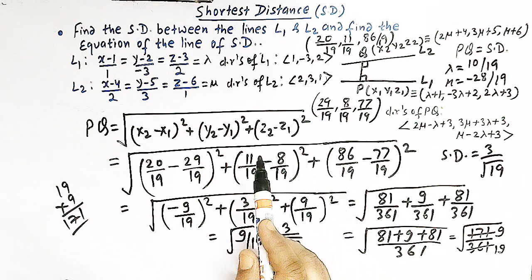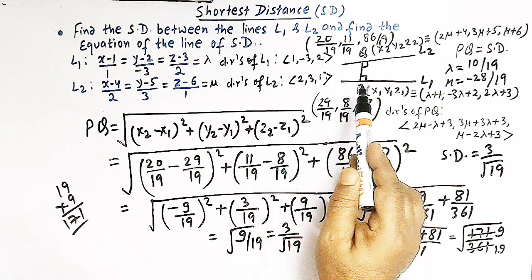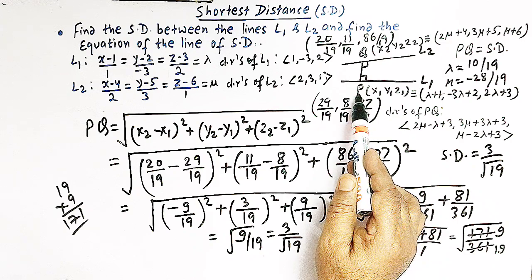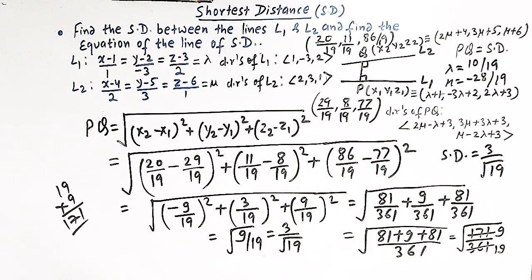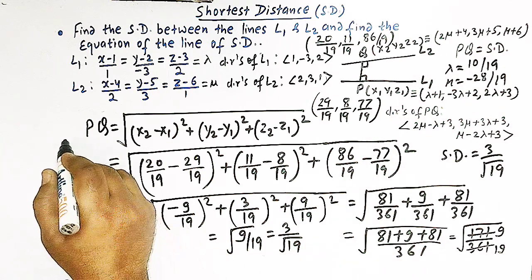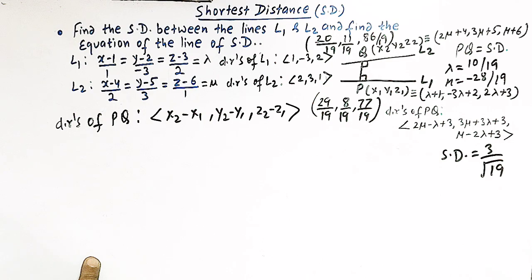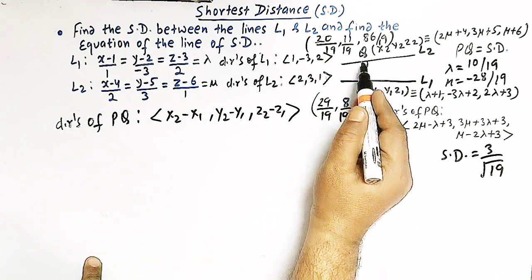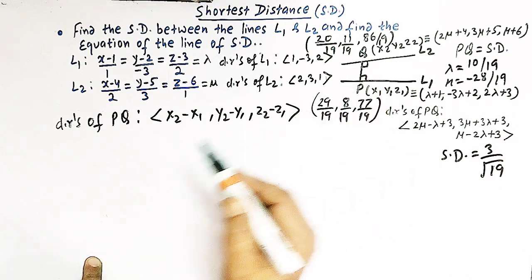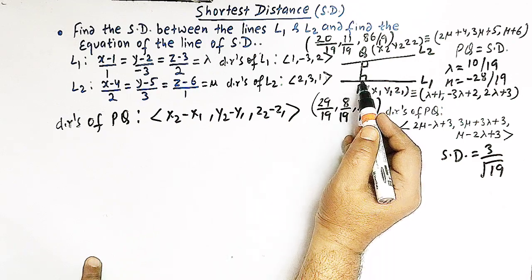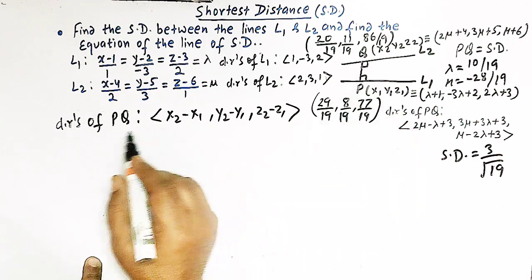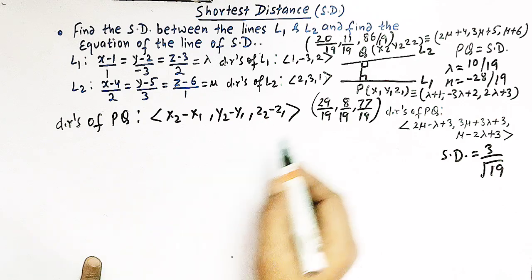So viewers, this is how by making use of the coordinates of point P and Q, we can easily find out the shortest distance between two non-coplanar lines by using this simple formula, that is the distance formula. So now the next step is to get the equation of the line of shortest distance. So to get the equation of PQ, we have to first find out the direction ratios of PQ.